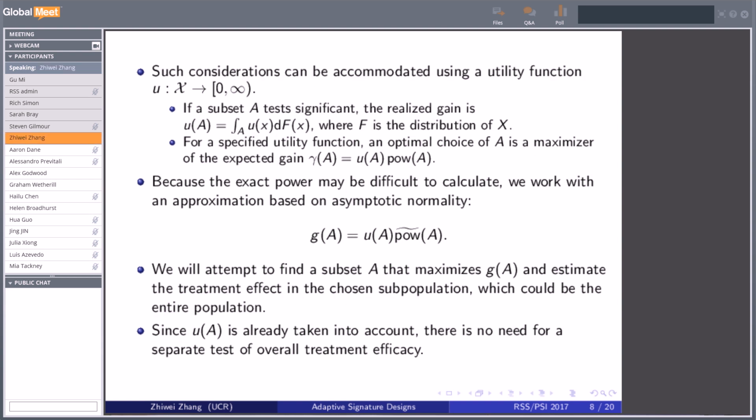Okay, now I can finally go back and explain why we don't have a test of overall treatment efficacy. It seems to me the main motivation for an overall test is the larger gain in demonstrating treatment efficacy for the entire population as opposed to a strict subpopulation. But it's unnecessary now because we have already taken U of A into consideration in maximizing gamma of A or G of A. So this formulation allows us to focus on one test for one selected subpopulation, which could be the entire population.